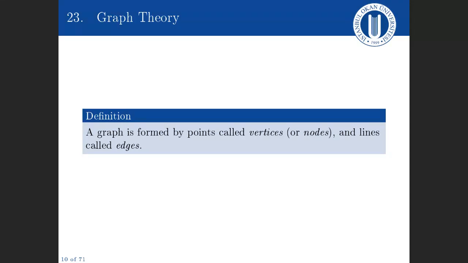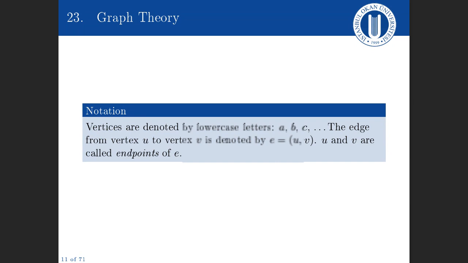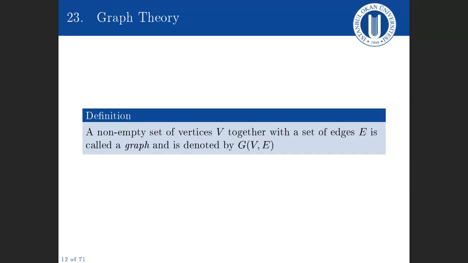So let's start. A graph is formed by points, which we call vertices, and lines, which we call edges. For vertices, we're going to use lowercase letters, a, b, c, etc. The edge which joins vertex u to vertex v, we're going to write like this. We're going to call it open bracket u, comma v, close bracket. u and v we call the end points of the edge e. A non-empty set of vertices together with a set of edges is called a graph.